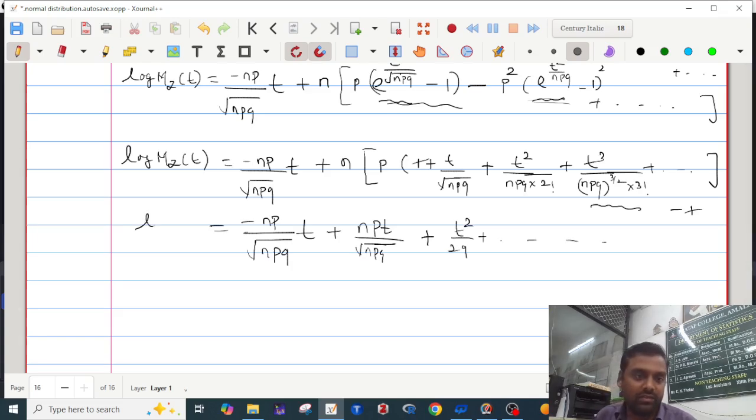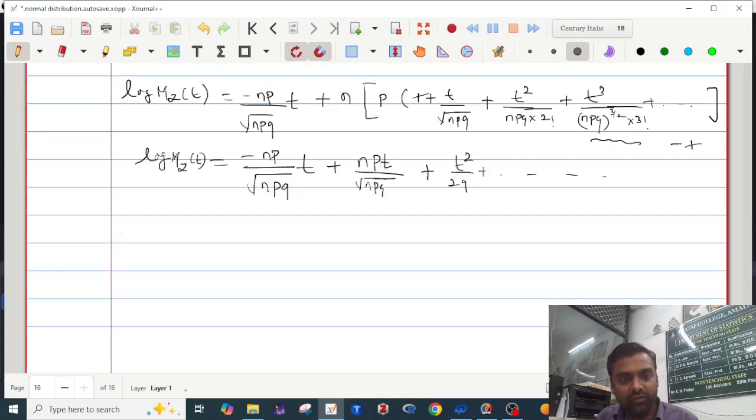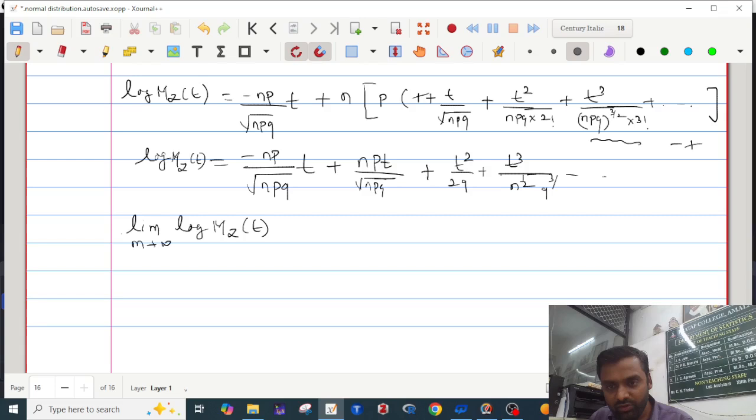So this is the log of mz of t, and if you take the limit as n tends to infinity, log of mz of t. Now the next terms here, this is t cube upon n raised to 1 by 2, q raised to 3 by 2, 3 factorial. Such terms are there.